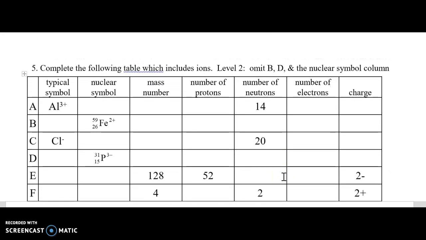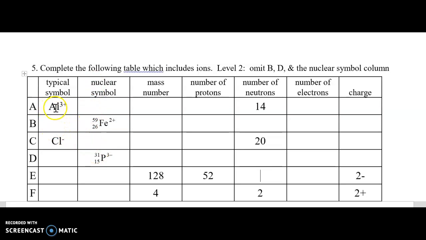Now, 5, we're dealing with ions, so there's something else that we have to take into account, but a lot of it is the same. Okay, so if you have a typical symbol of an ion, it just gives the atom and the charge. In the nuclear symbol, you would also have the Al3+, but you would need the mass number and the atomic number. Right?